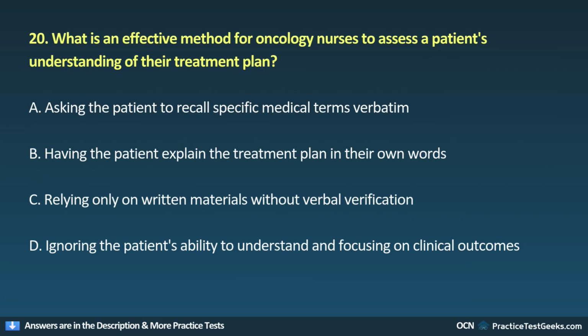20. What is an effective method for oncology nurses to assess a patient's understanding of their treatment plan? A. Asking the patient to recall specific medical terms verbatim. B. Having the patient explain the treatment plan in their own words. C. Relying only on written materials without verbal verification. D. Ignoring the patient's ability to understand and focusing on clinical outcomes.